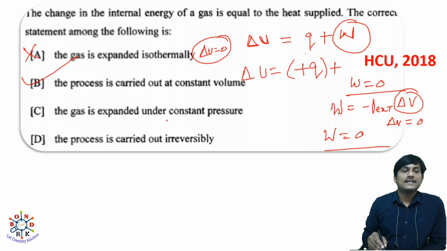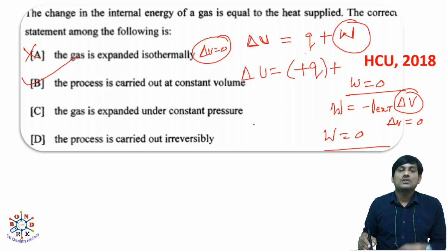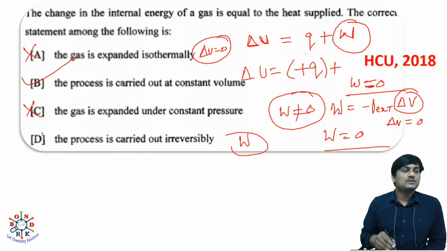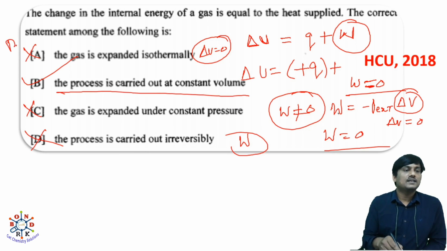The gas is expanded under constant pressure. When there is expansion of gas under constant pressure, W is not equal to 0, so delta U is equal to Q plus W. So this statement is not correct. The process is carried out irreversibly. In this case, W may or may not be 0, so this one is also incorrect. So which one is the correct? The process is carried out at constant volume. B is the correct one.